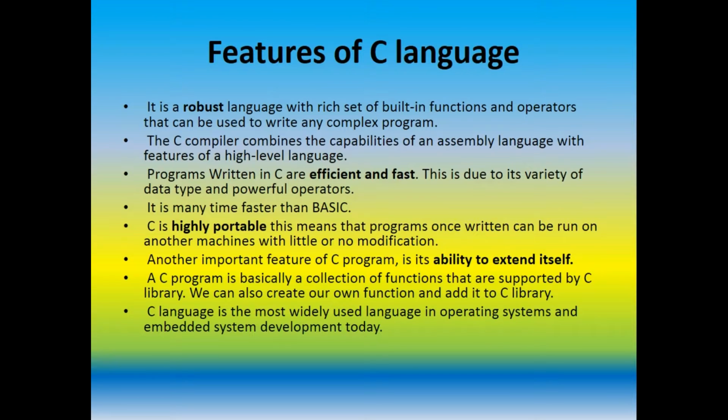Some of the features of C language: it is a robust language with a rich set of built-in functions and operators that can be used to write any complex program. The C compiler combines the capability of an assembly language with the features of a high-level language. Programs written in C language are efficient and fast. It is many times faster than the BASIC programming language. C is highly portable. This means that programs once written can be run on another machine with little or no modification.